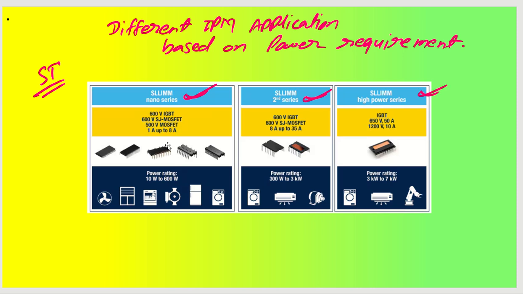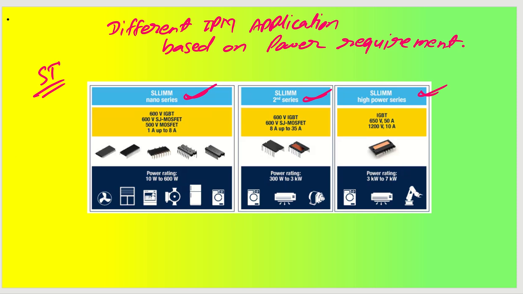As you can see, the SLIMM-nano series can be utilized for fan applications, and for a lot of other applications like fridges, washing machines, or strollers. Similarly, we have the SLIMM-second series with a higher power rating, and the SLIMM-high power series can be used for industrial robots and air conditioning units in industries.